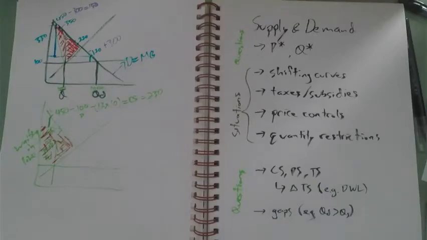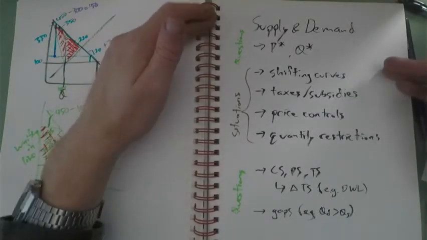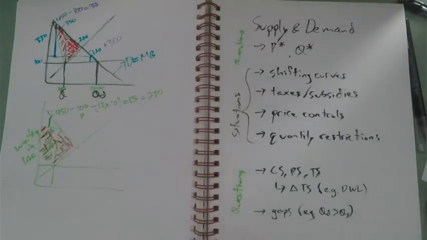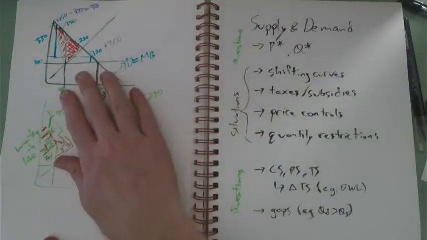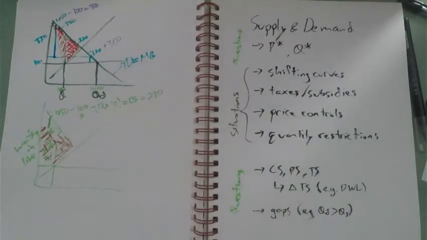Let's look at supply and demand first from the top down, thinking about all the things that we can do with it so that we can build up to the point of being able to make sense of the sorts of stories I've got here on the left side of my page.